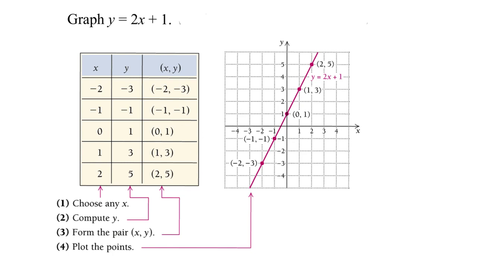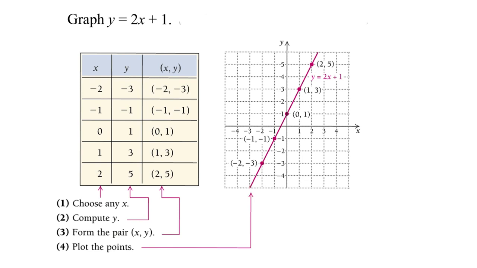Now we are going to plot these points. So when x equals -2, on the x-axis locate -2, and y is -3 on the y-axis, right? So that is the point (-2, -3). Then (-1, -1), then (0, 1), and (1, 3). Then (2, 5): locate 2 on the x-axis, then 5 on the y-axis. So the point is here.